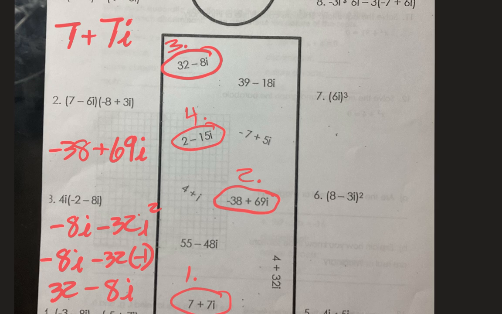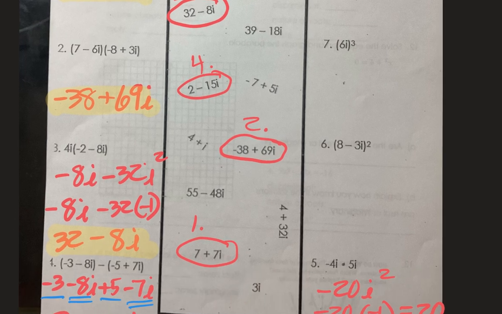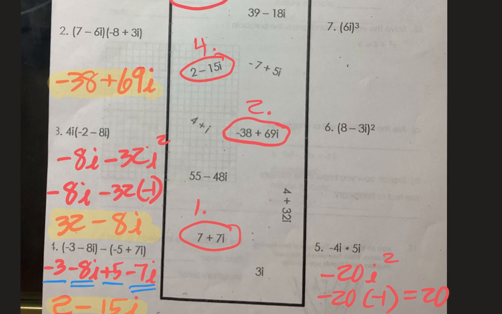Highlight, do that in yellow. So we got 7 plus 7i. We've got the negative 38 plus 69i. We've got the 32 minus 8i. We've got the 2 minus 15i. And now we have 20. All right, so let's go back to working some problems. Let's see, can we squeeze that in here? I don't think so. So let's go back to our blank page.